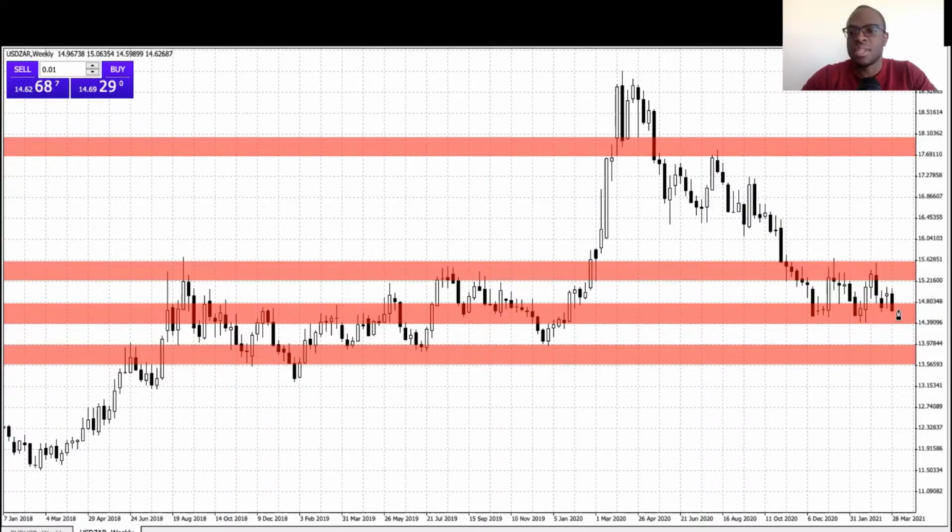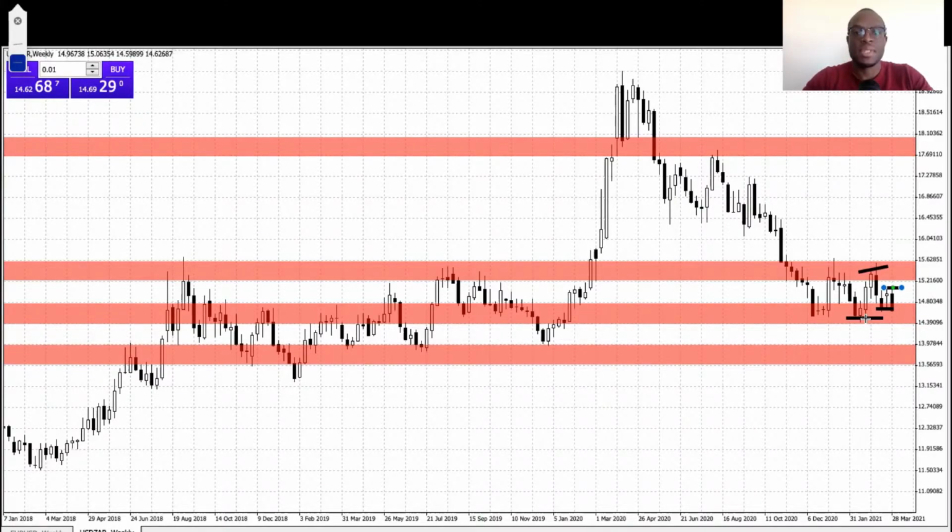So we'll be expecting that here the price is going to be rejected off this support zone and then move and come here and be rejected also, and then the price moves down and is rejected, and we continue moving sideways up until the price breaks either to the upside, breaking 15.62851, or it breaks to the downside where it will break 14.39096, or it is going to close below 14.39096.